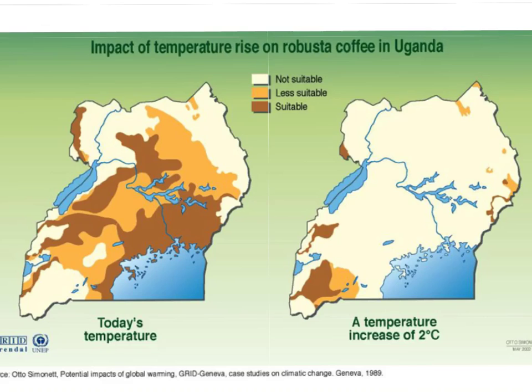Uganda's biggest export is coffee, and these are the areas in Uganda that are suitable for the cultivation of coffee at the moment. But if the temperature in Uganda increases by 2 degrees, we can see here that most of those areas will not be suitable for the cultivation of coffee. It will basically just be the mountainous areas of Uganda where the coffee bean can be grown at altitude.